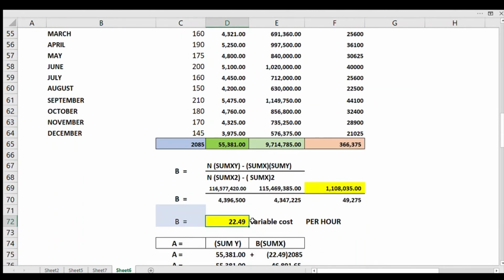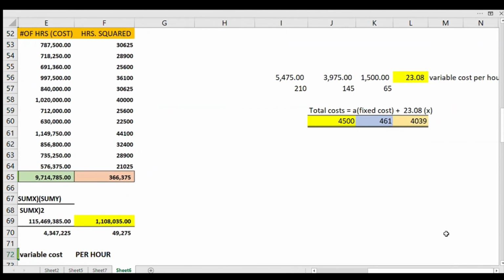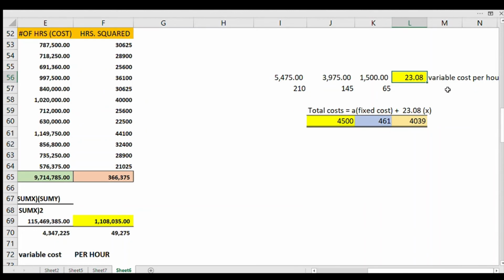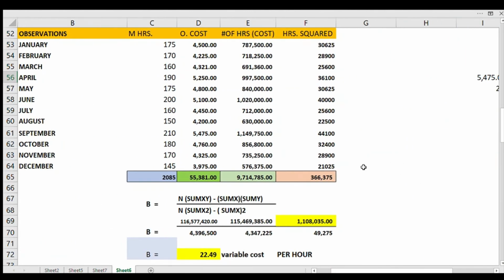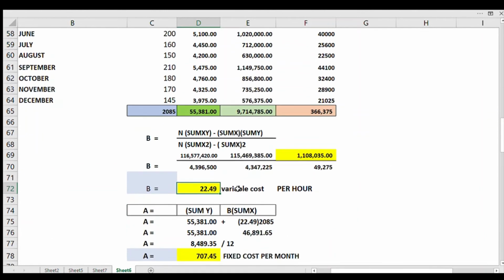There is quite a difference pagka gumamit tayo ng least square at saka yung ating ginamit kanina na high-low. Ang variable cost na nakuha natin ay 23. So, that's the question in terms of this equation. And they really believe this is much more accurate than the high-low method. This is more scientific. So, ang lumabas sa ating variable cost ay 22.49.